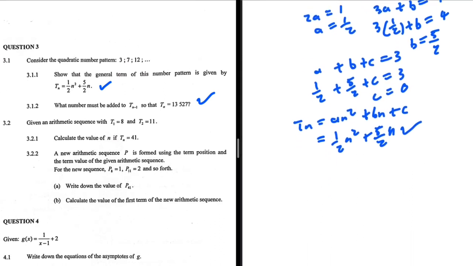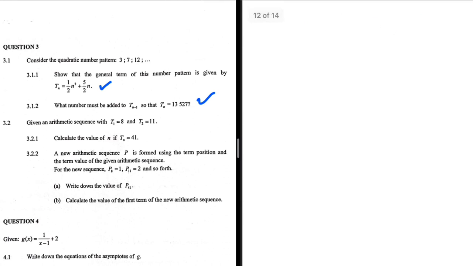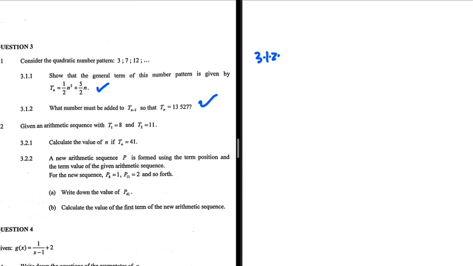Now let's take a look at 3.1.2. What number must be added to t(n minus 1) so that tn is equal to 13,527? What number must be added to t(n minus 1) so that tn is equal to 13,527? Just leave a comment and explain to me what this question is asking. I don't understand. I cannot figure out what this question wants us to do.